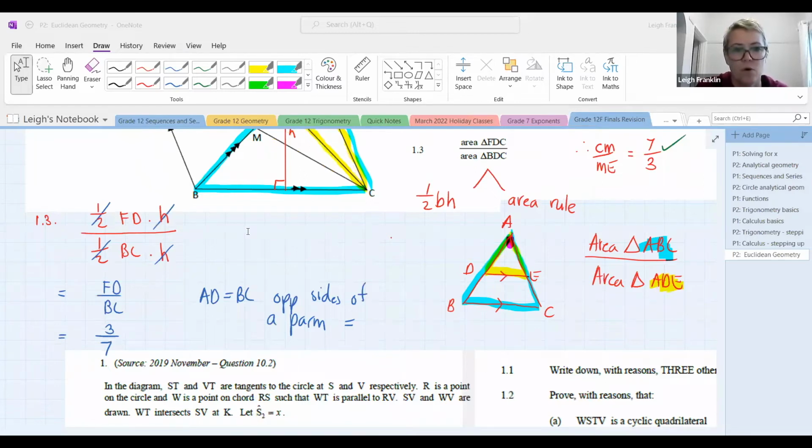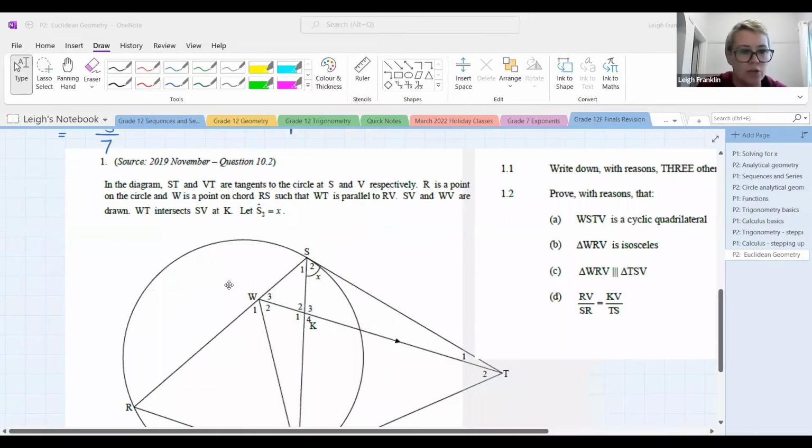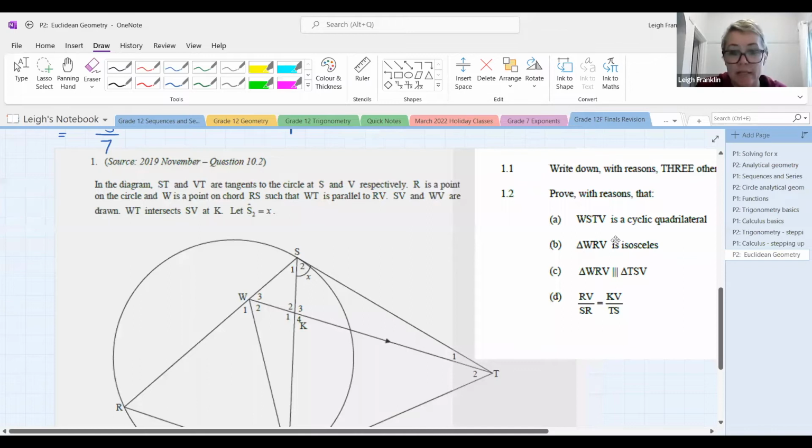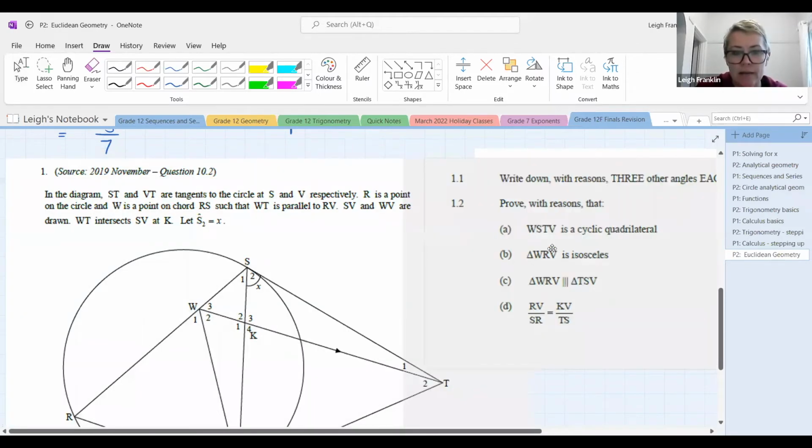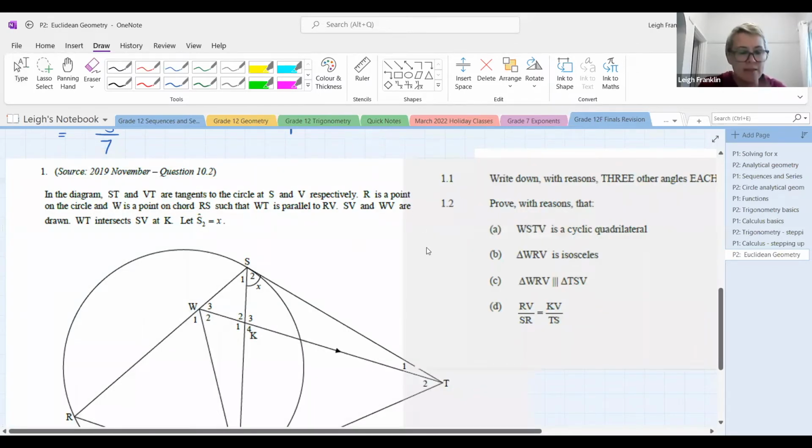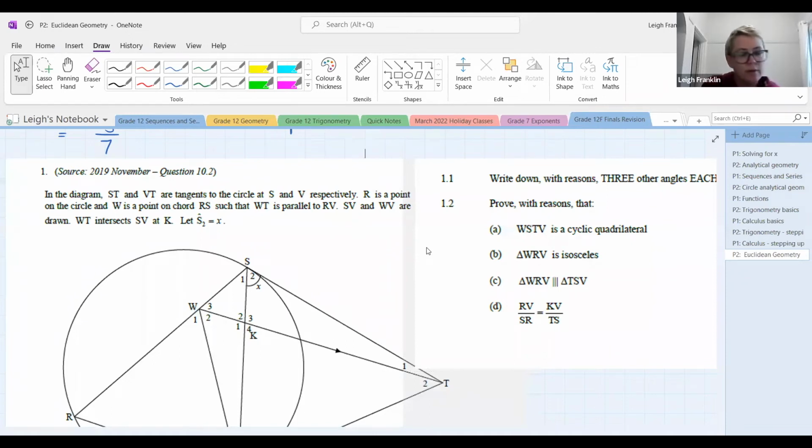Okay. All right, so now let's go and have a look at the next question. I chose this one on purpose because it is a little bit more difficult. And I think it is also the sort of thing that is a very common exam type question, especially the part where they say write down with reasons 3 other angles each equal to x and prove with reasons. What's nice about this question is that they have included grade 11 circle geometry together with the grade 12 work.